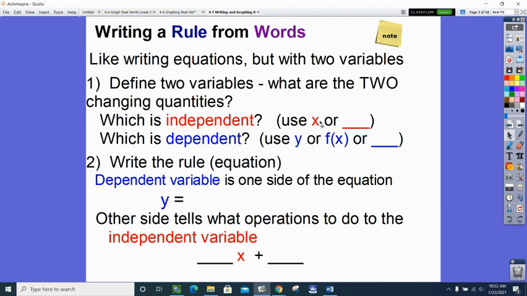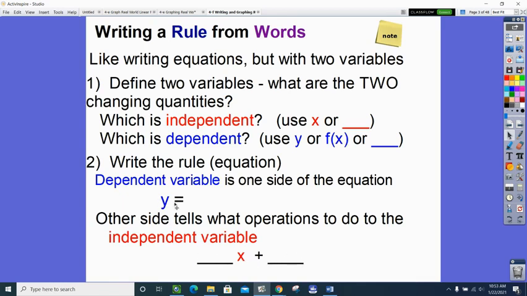So when we come up with who is who, we then tell people what X represents and what Y represents. That's defining the variables. And then we're going to write an equation. So basically your dependent variable is hanging out by himself, waiting for the math to happen. So you'll write y equals. So in the last example, the total amount of money for the coupons equals, and now I've got to put the other side, where the math's going to happen. The other side will tell what operations to do. And oftentimes it's some money times that independent variable plus, you know, some other amount, as you're going to see.